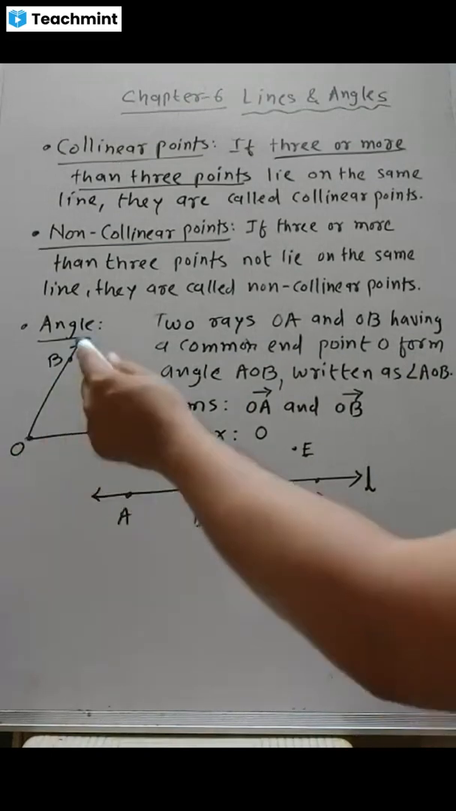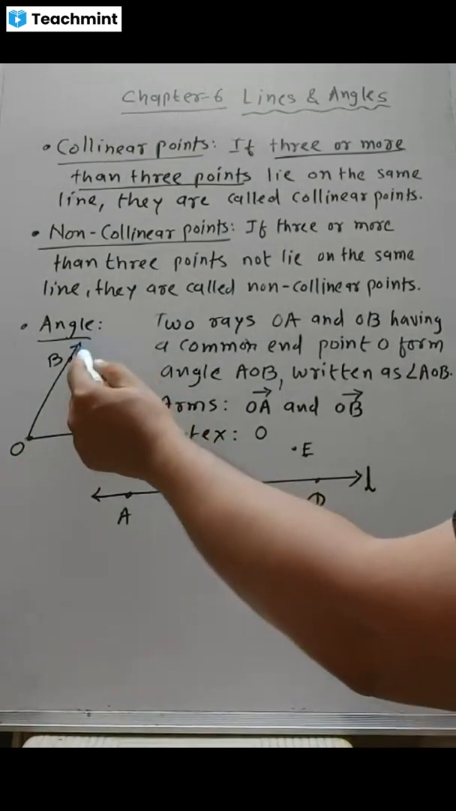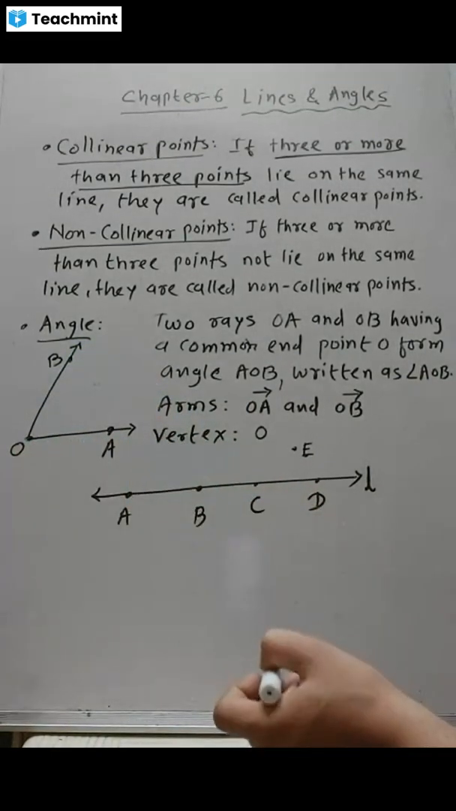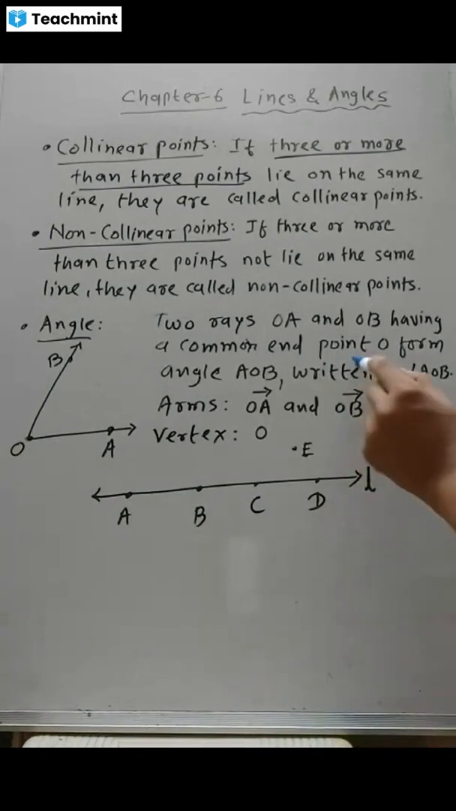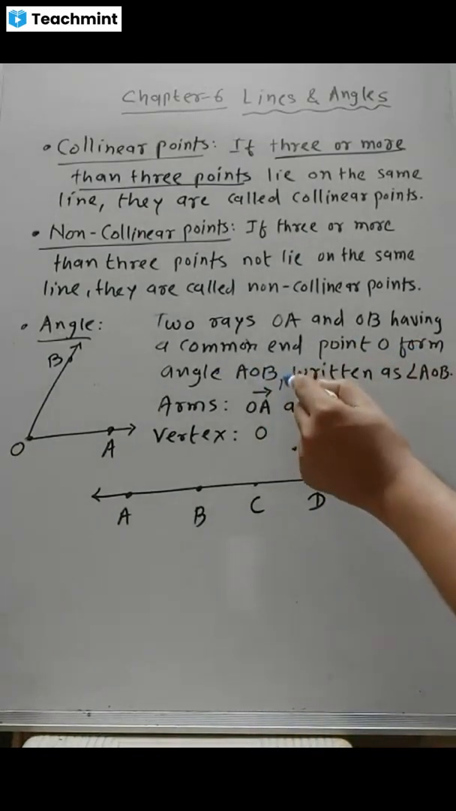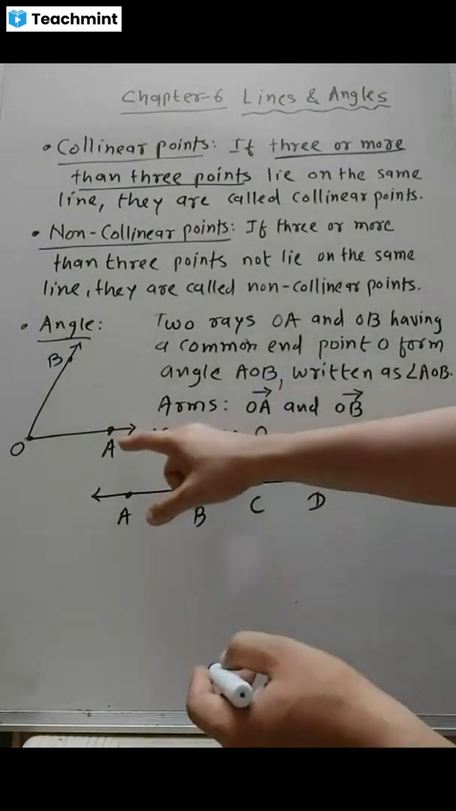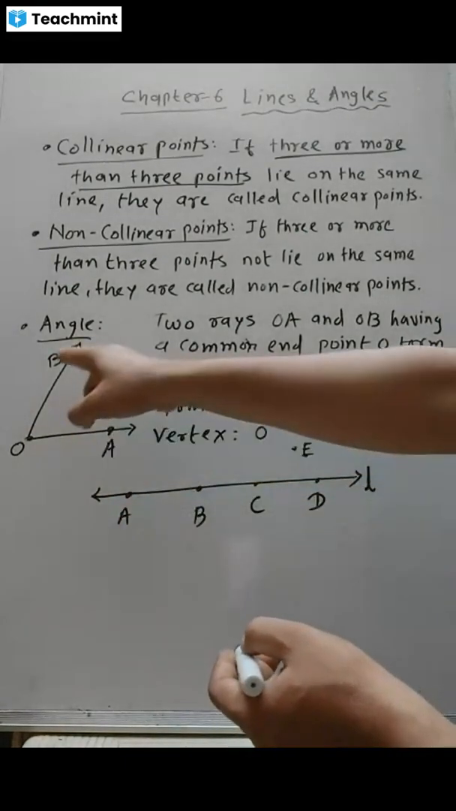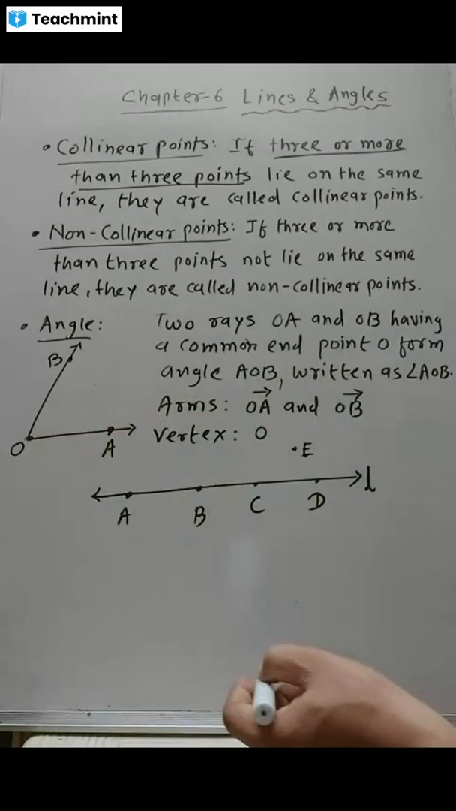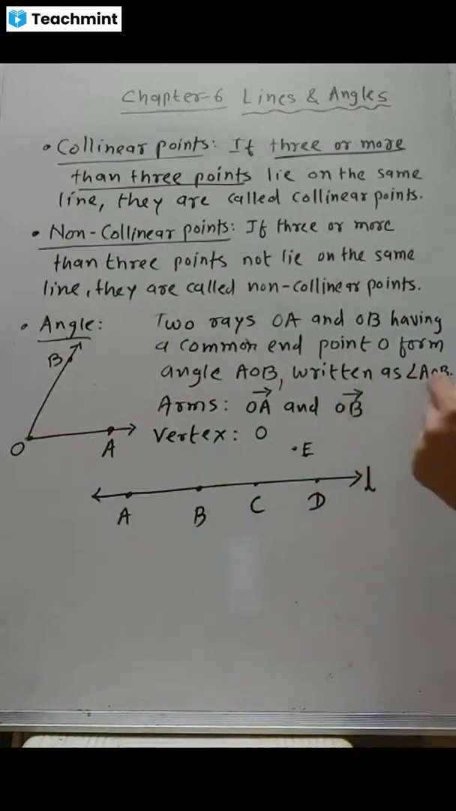We can write angle AOB and we can write angle BOA. Both are the same angle. Either you write it in the anti-clockwise direction, or write the angle in the clockwise direction. Angle AOB is the same as angle BOA.